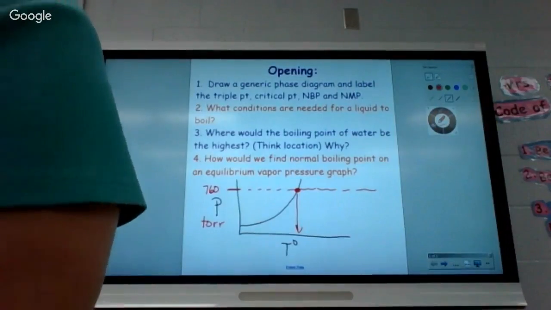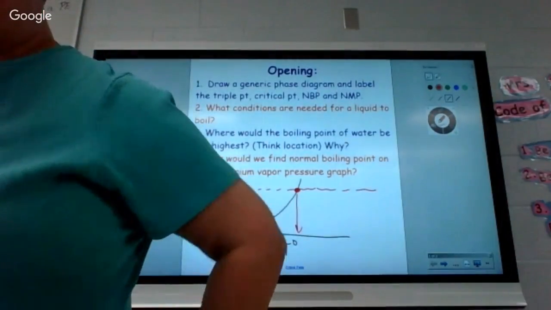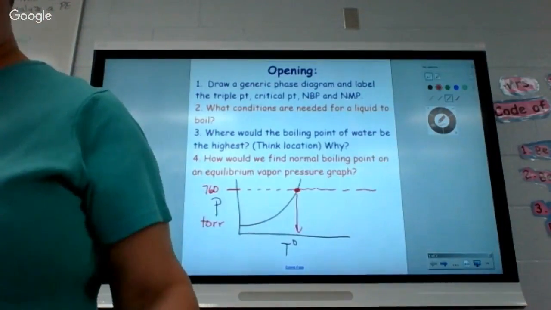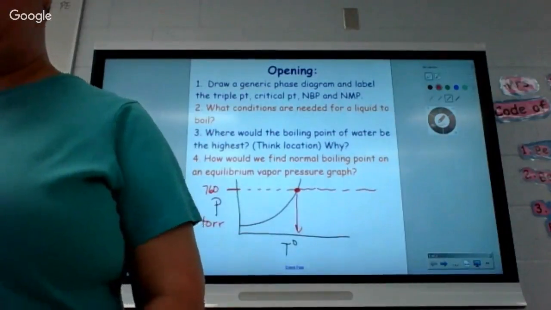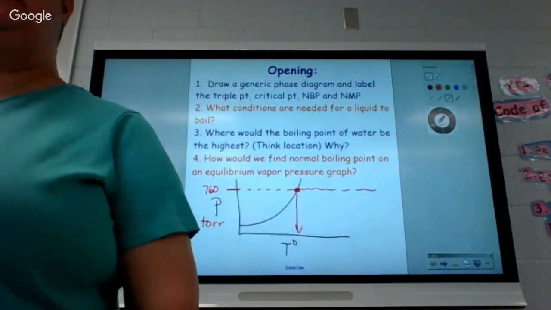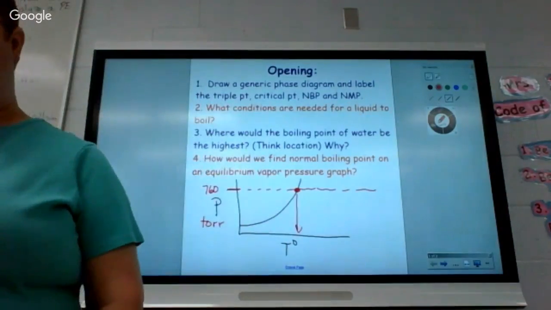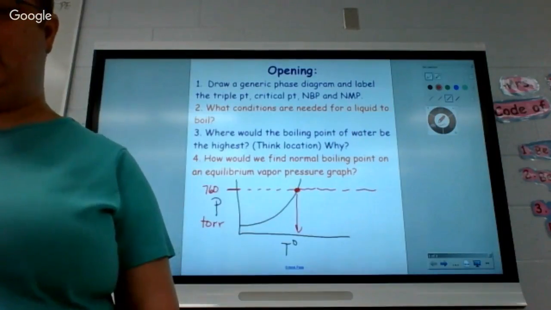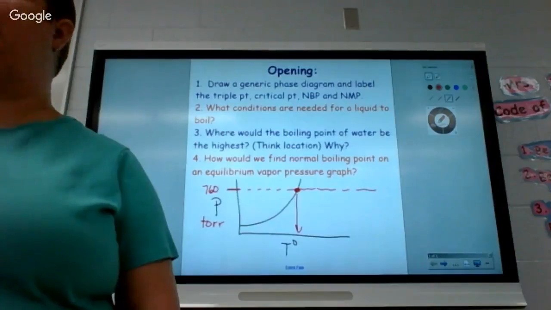All right, so question 1 is C. 2 is C. 3 is B. 4 is C. 5 is D. 6 is B. 7 is A. 8 is D. 9 is C. 10 A. 11 is C. And 12 is D.